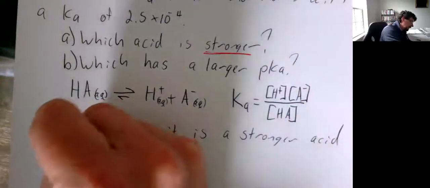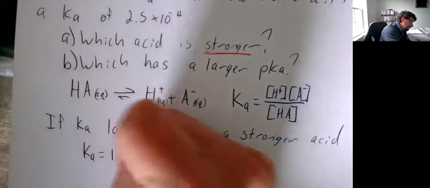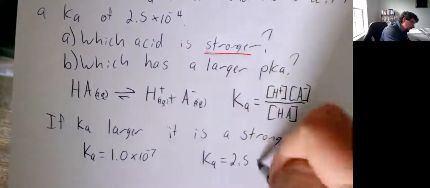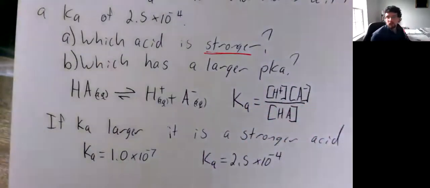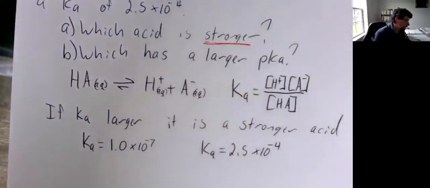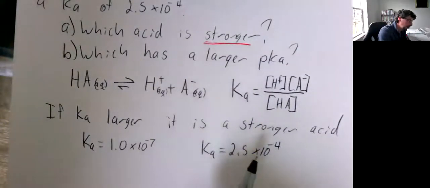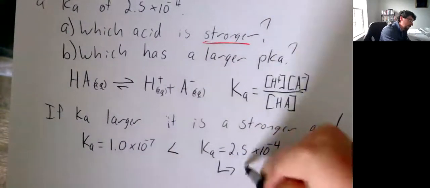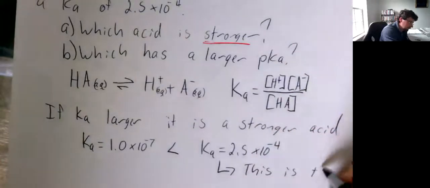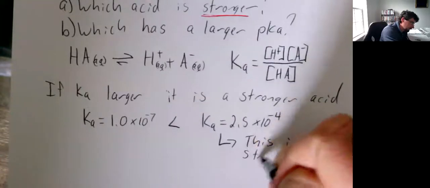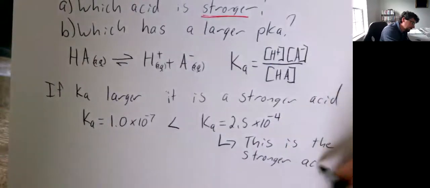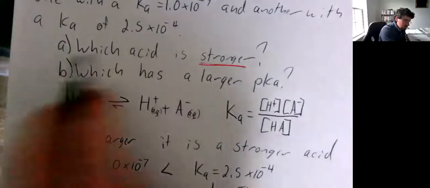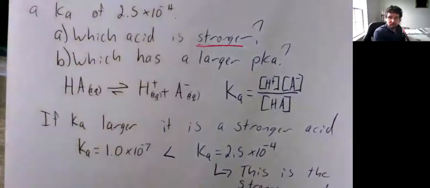So comparing our Ka values, we have Ka is equal to 1.0 times 10 to the minus 7, and then we have Ka is equal to 2.5 times 10 to the minus 4. We want to compare those values and see which one's larger, which one's smaller. So, of course, the one on the right is larger. Therefore, this is the stronger acid. Okay, so we've answered part A, which is a stronger acid. The one with the larger Ka value is stronger.